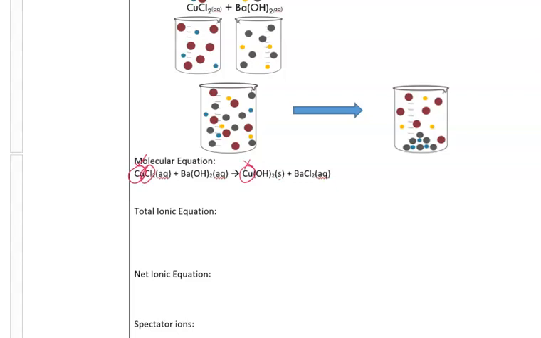If I look at chloride, chloride's here and then chloride's here. Does chloride have an AQ behind it on both sides? In my reactants, it does, and in my products, it does. So chloride is probably going to be a spectator. Barium, AQ, yes, and in my products, yes. So barium also might be a spectator ion. Hydroxide, in my reactants, yes. In my products, oh, no. So hydroxide is probably not going to be a spectator ion.